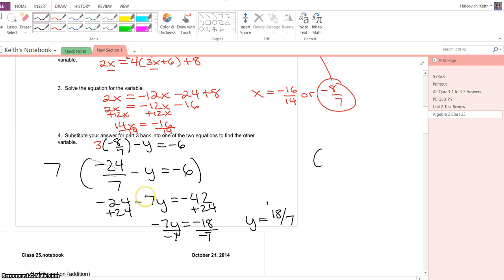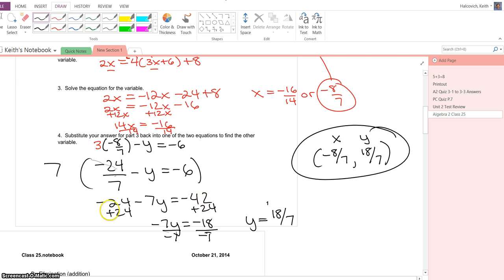So our 2 points are negative 8. Our coordinate is negative 8/7 for x, and our y coordinate is 18/7. Those are the x and y values that will work in both equations.